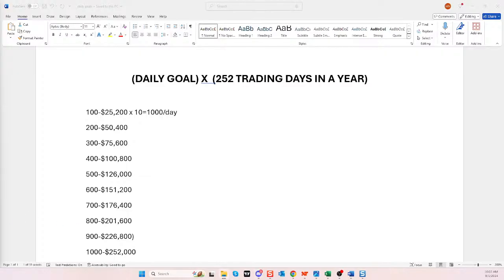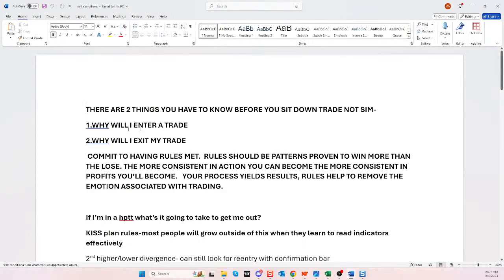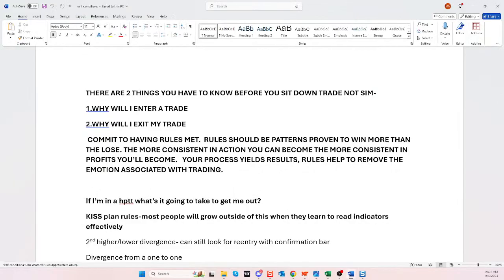But the one thing that you have to know, this is the final thing that I'm going to go through. The one thing that you have to know before you sit down to trade, when you get off simulator, guys, is why you're going to enter. The KISS plan gives you a very focused set of rules, and you have to know why you're going to exit. And the KISS plan gives you a very mechanical management plan. And you have to commit to those rules, and you have to learn those rules, and you have to stick to those rules.